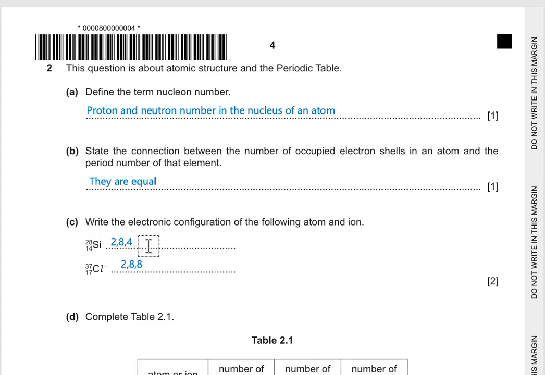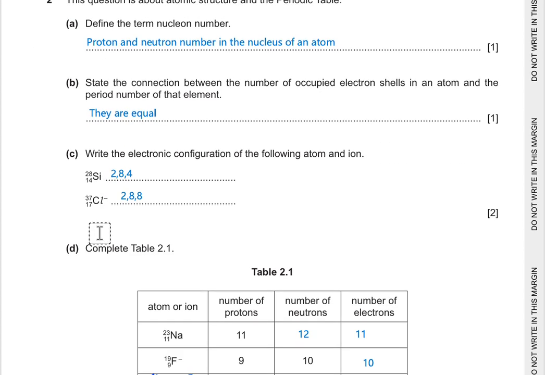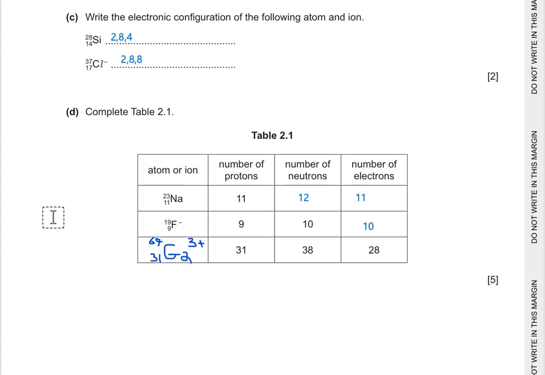Write the electronic configuration of the following atom and ion. So you have silicon here, 2,8,4, the electronic configuration. We count using the number of protons, but for Cl-, since it has a minus, that means it has an extra electron. So 2,8,8 and 2,8,4.